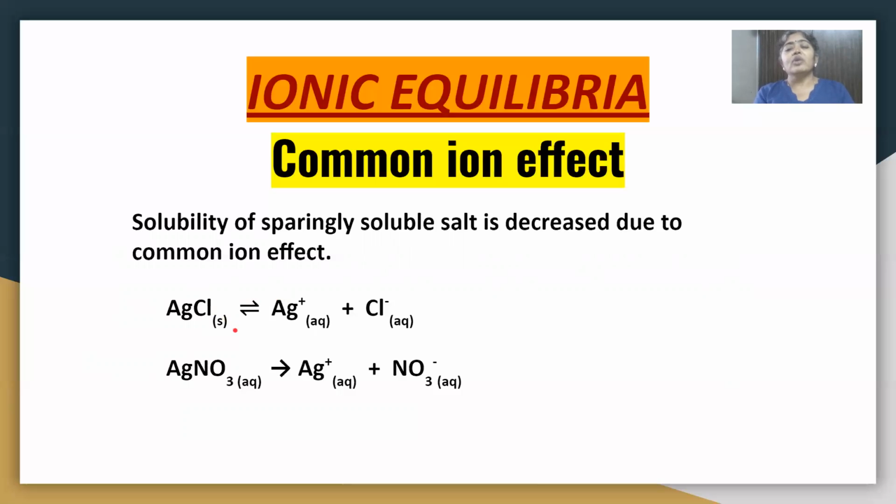When you were doing qualitative analysis, you must have seen that the addition of silver nitrate immediately gives you a white precipitate, indicating the presence of silver ions. That white precipitate is nothing but the precipitate of silver chloride. So you have used the concept of the common ion effect to precipitate out the sparingly soluble silver chloride from your solution.